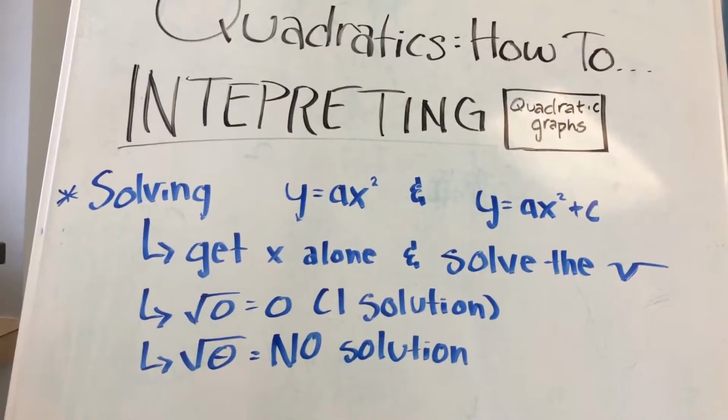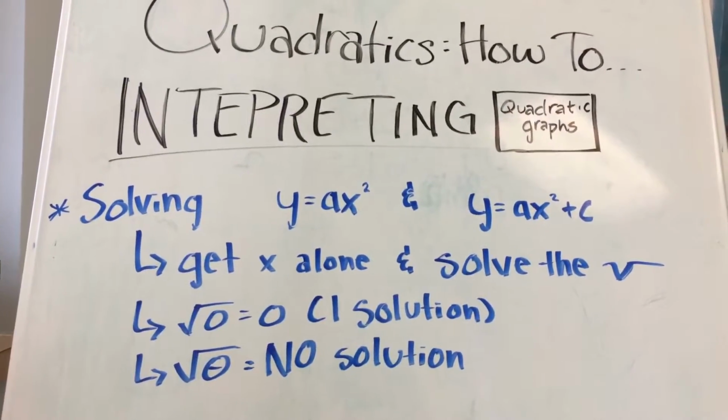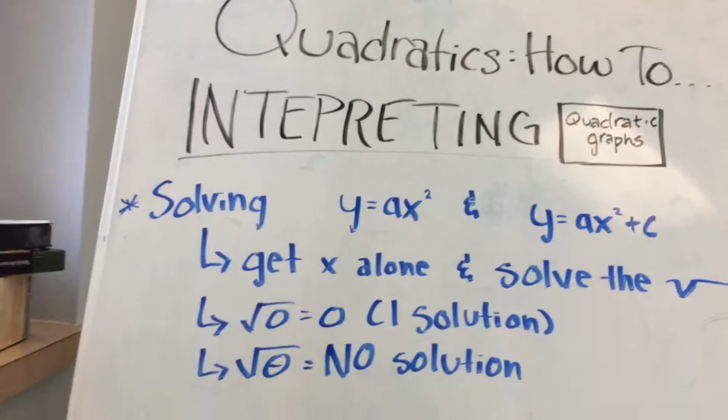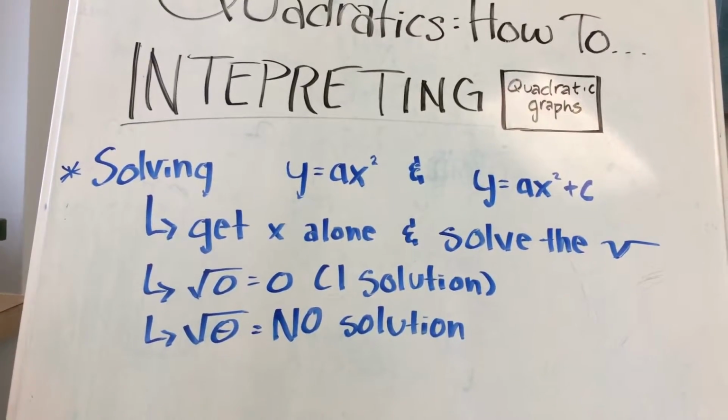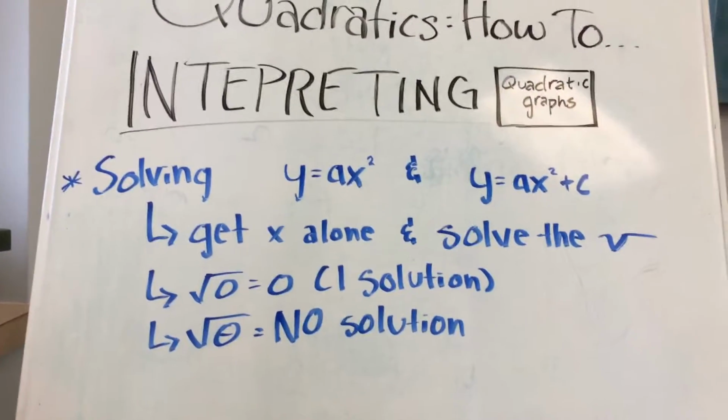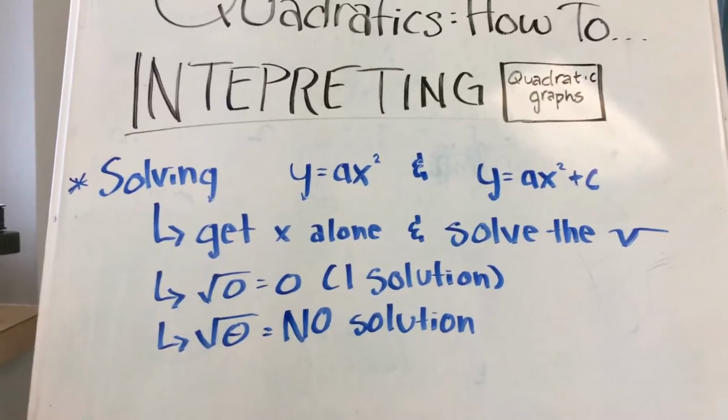This is how to interpret quadratic graphs. When we're solving a quadratic graph, we are finding the x-intercepts, which is where the parabola touches the x-axis at any given y equals point.